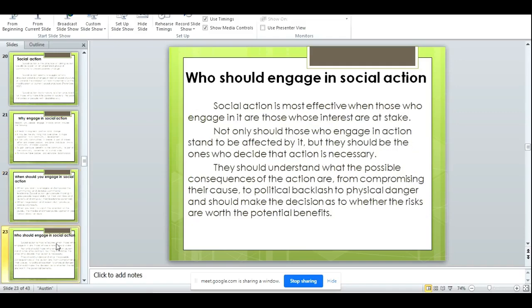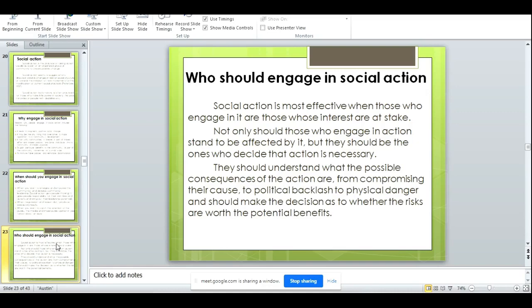So who should engage in social action? Social action is most effective when those who engage in it are those whose interests are at stake, because they are more passionate about the social action. Not only should those who engage in social action stand to be affected by it, but they should be the ones who decide that action is necessary to be taken.